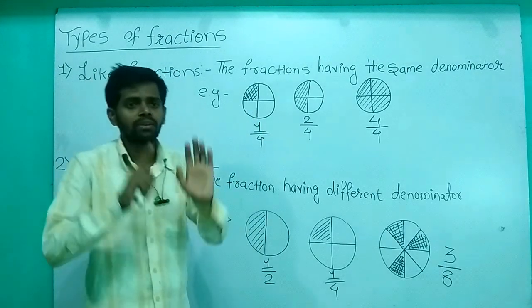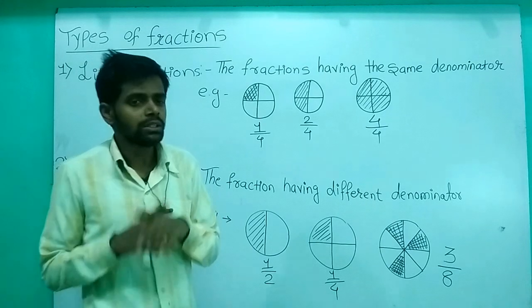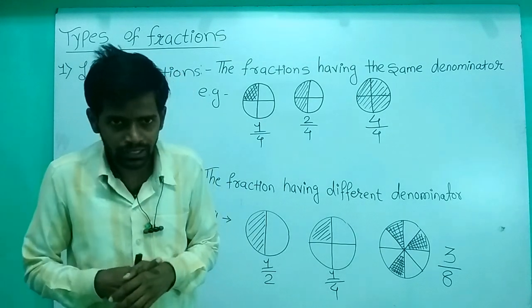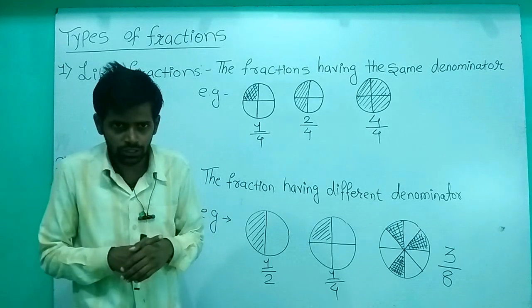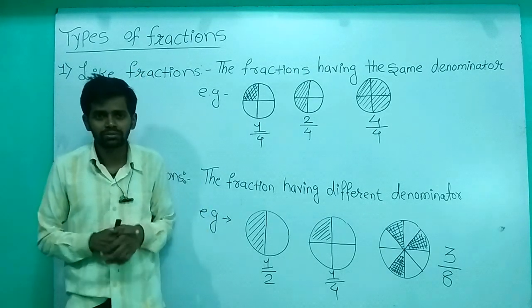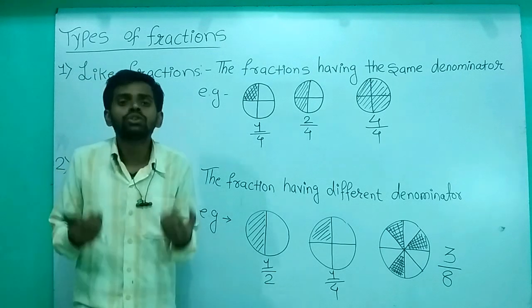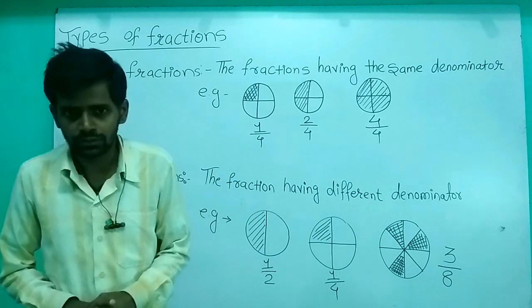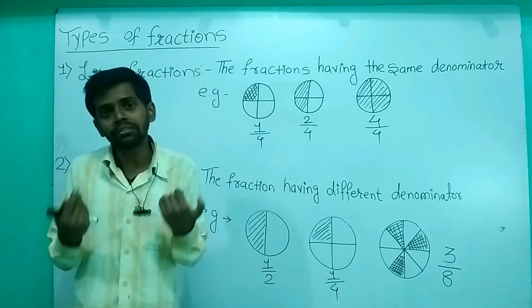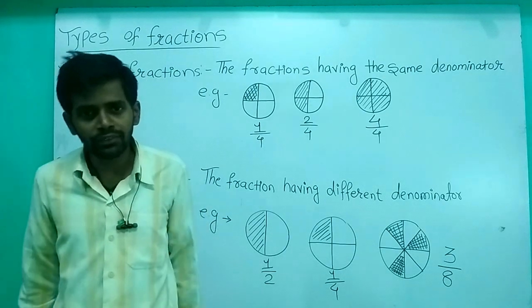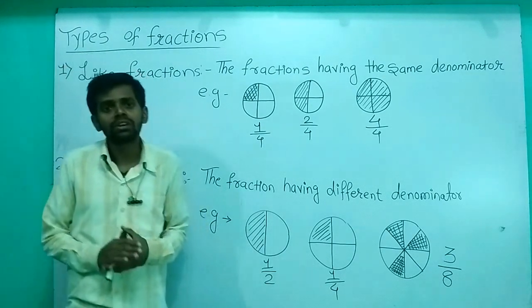Okay, there are 6 types of fraction, not 5. The types of fraction are: like fraction, unlike fraction, unit fraction, then proper fraction, then improper fraction, then mixed number, which is also called mixed numeral.